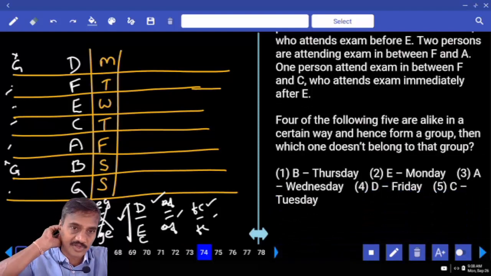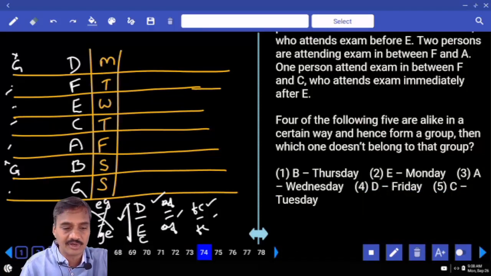And 4 out of the following means odd one out. Now B on Thursday, between Thursday and B there is exactly 1 person. E and Monday there is exactly 1. A and Wednesday there is exactly 1. D and Friday, how many people? There are some 3 different people. And 74 it is choice 4.